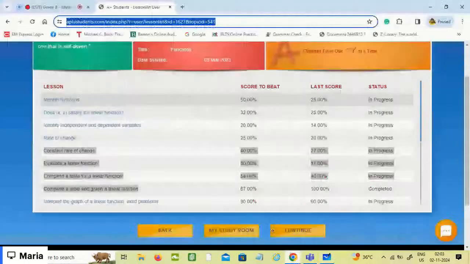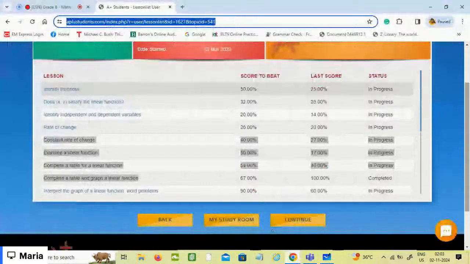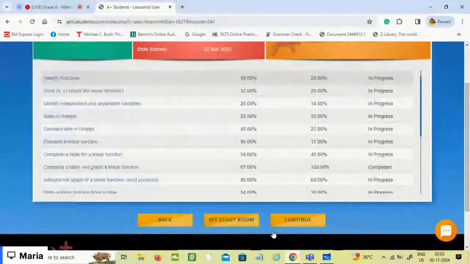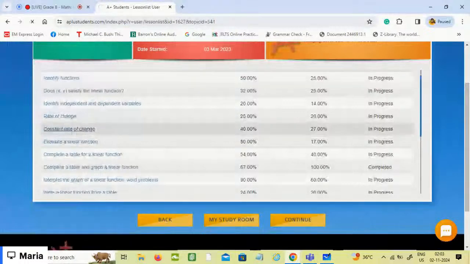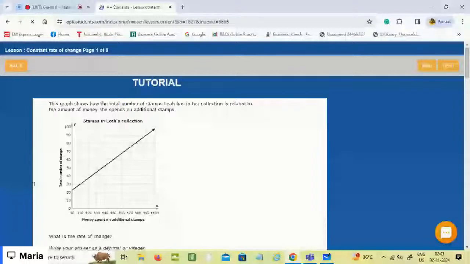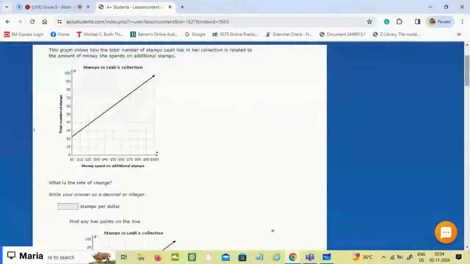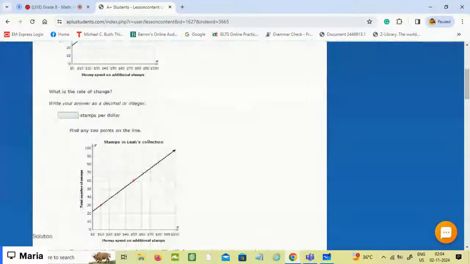Here I am on grade 8 math. The chapter we are on right now is functions. Let's just start with the lesson that is constant rate of change. This graph shows how the total number of stamps Lee has in her collection is related to the amount of money she spends on additional stamps. What is the rate of change? So basically, the rate of change means you need to calculate the slope of the graph, right?